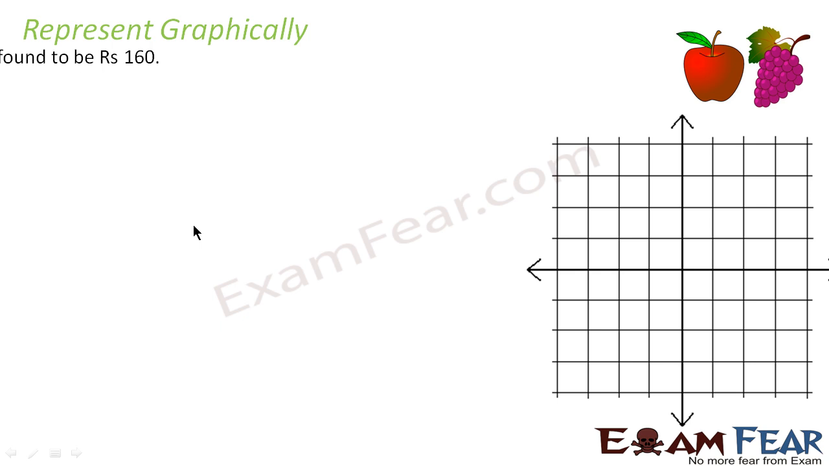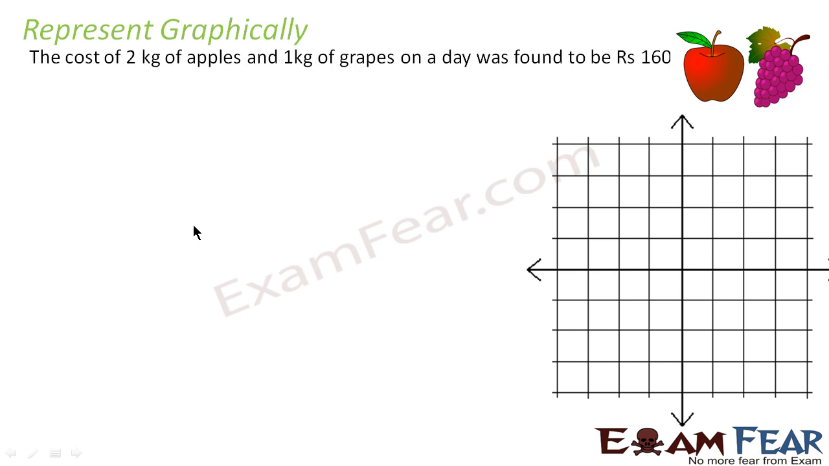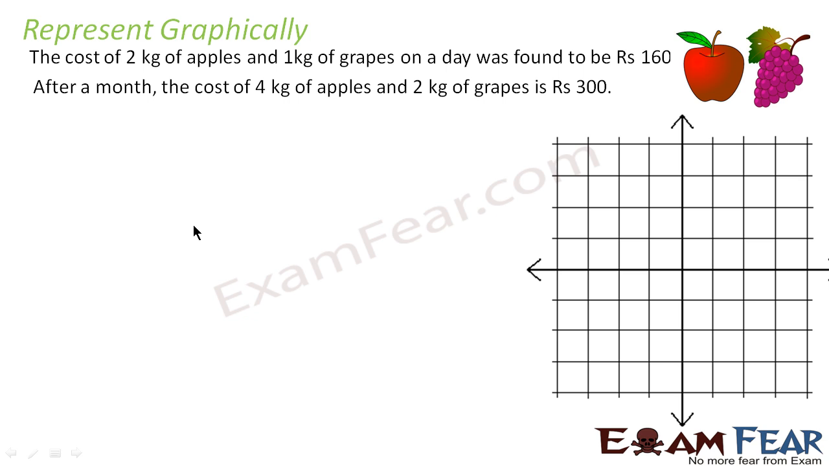For example, here we will represent graphically the cost of 2 kg of apple and 1 kg of grapes on a day was found to be 160 rupees. After a month, the cost of 4 kg of apple and 2 kg of grapes is 300 rupees. So let's assume the apple cost is x and the grape cost is y. The question says the cost of 2 kg apple, that is 2x, plus 1 kg of grape, that is y, is equal to 160. 1 into y is y. And the next statement says 4 kg of apple, that is 4x, plus 2 kg of grapes, that is 2y, cost 300. We have to find the cost.